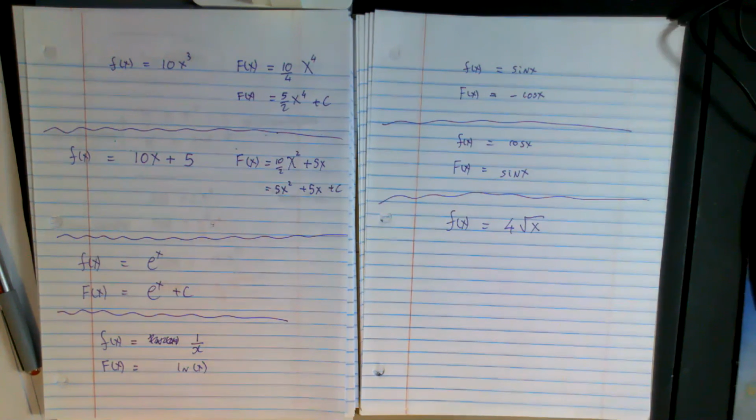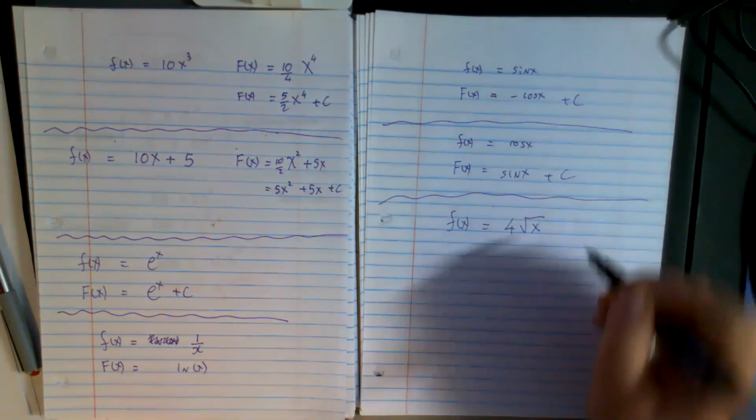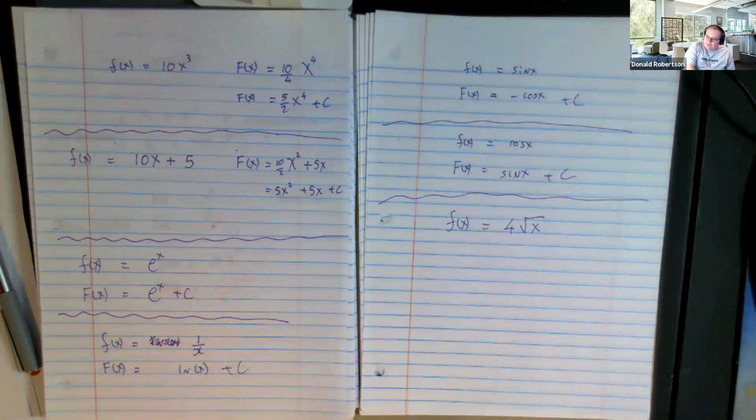When we're entering these in WebAssign for the capital F of x, the antiderivative, do we need to put the plus C at the end for it to accept the answer? Yes. Yeah, and I'm very careless about that. But yes, it will tell you you're wrong, even though you're 99% right. It needs a plus C in this type of question, if it says what's the antiderivative.